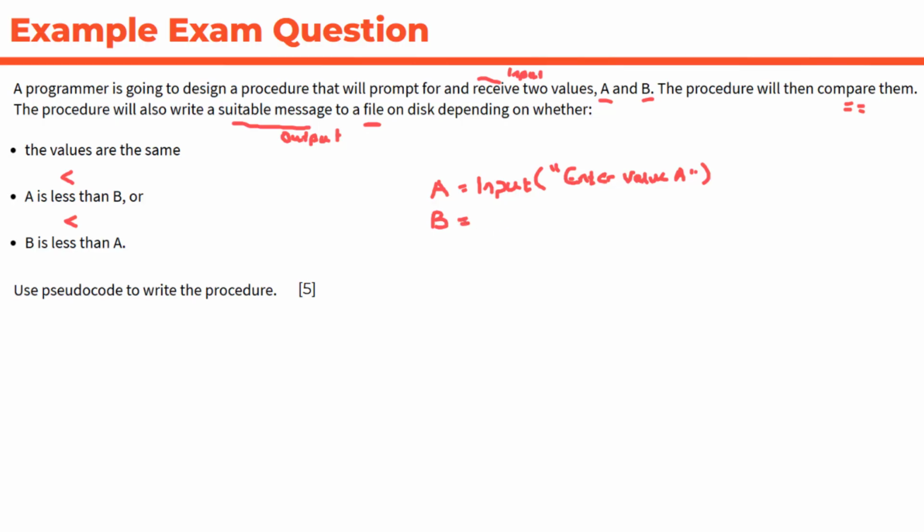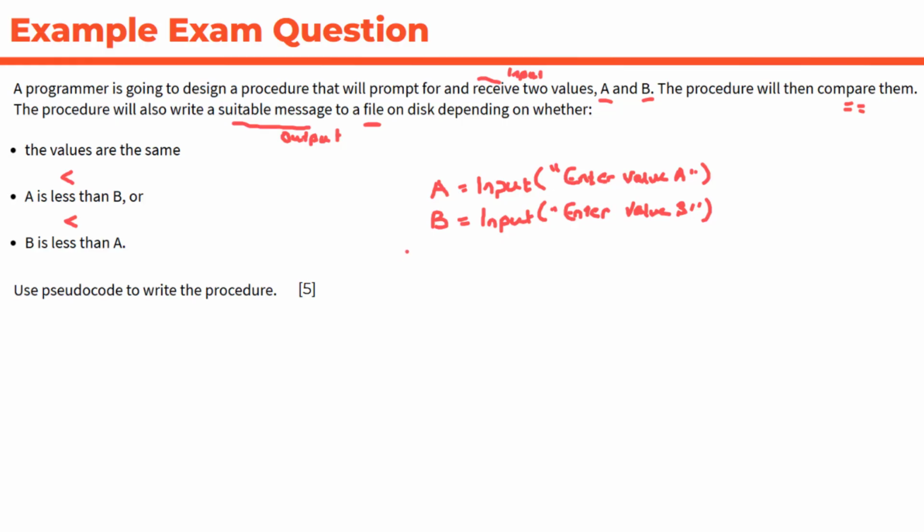So equals is an assignment operator. And when you read code, I read right to left. So what this is saying is, ask the question, get the user to input something, and then assign it to the variable A. Okay? That's how I read in my strange brain. Value B. Speech marks closed. There we go. So that's going to get you some marks already.